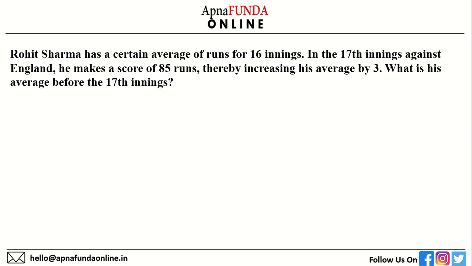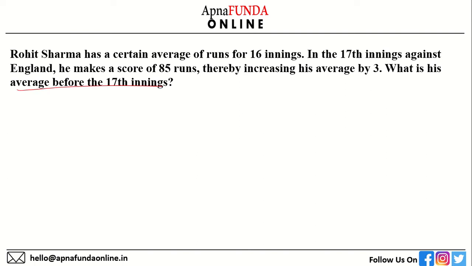Next question. Rohit Sharma has a certain average of runs for 16 innings. In the 17th innings against England, he makes a score of 85 runs, thereby increasing his average by 3. What is his average before the 17th inning? Now, this is a question where we will assume x to be the certain average of runs and we will be solving for x. Correct. So what we need to find is actually the average before the 17th innings.